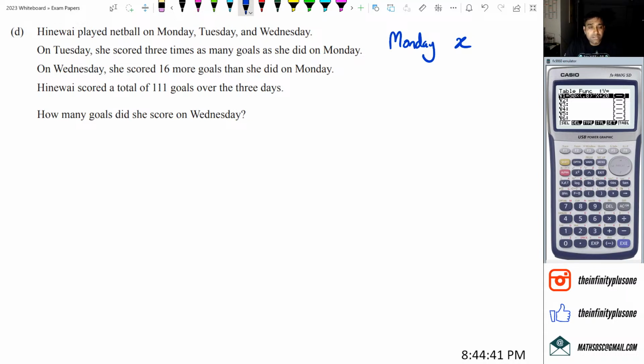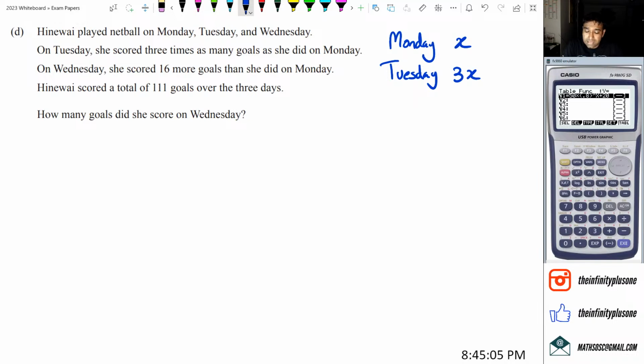The second line says on Tuesday she scored 3 times as many goals as she did on Monday. Now think about it like this, right? If I scored 2 goals on Monday, then on the Tuesday I've scored 6 because it's 3 times 2. And that's the exact same thing I'm going to do here. So if I look at it as X, then on Tuesday it's going to be 3X.